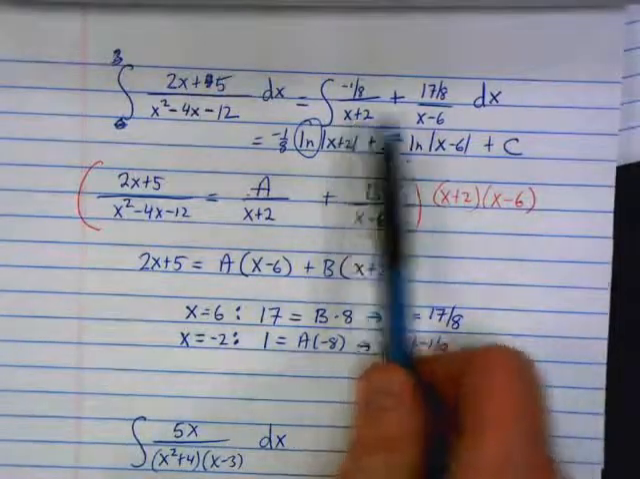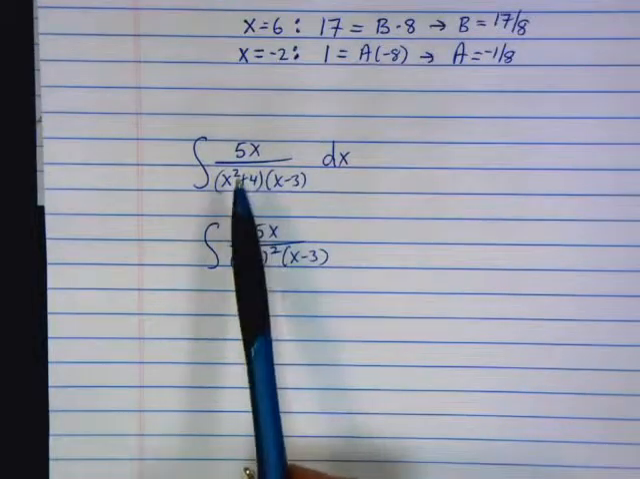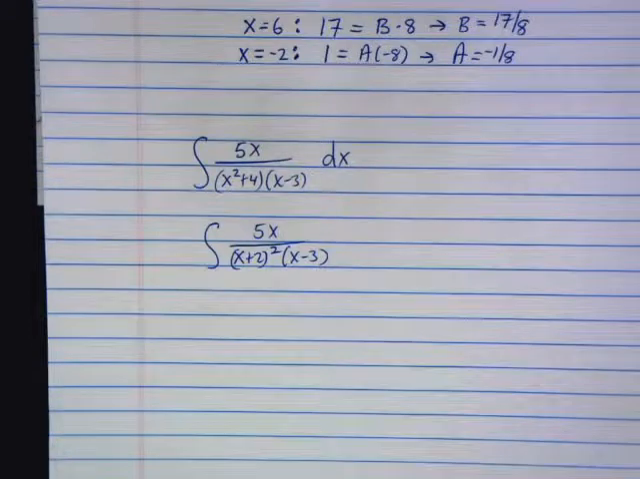So if your bottom factors and you just get linear terms, partial fractions is pretty simple. It gets a bit harder when you factor and you get a quadratic on bottom or you get a repeated linear. And we'll see on Friday how you handle those. Questions?